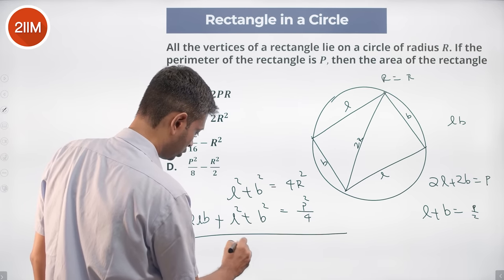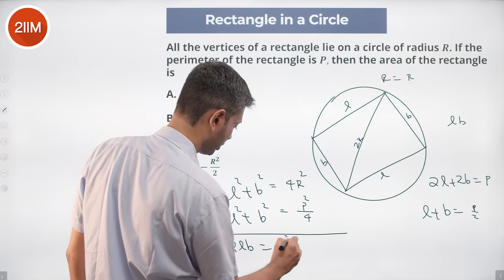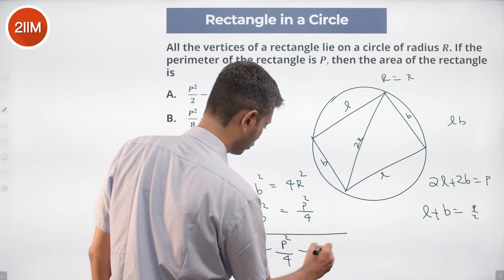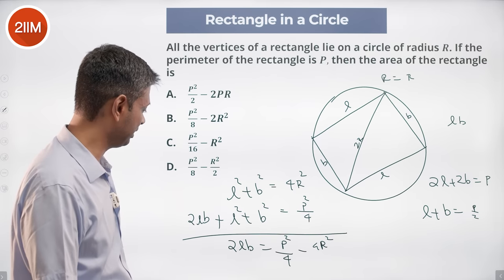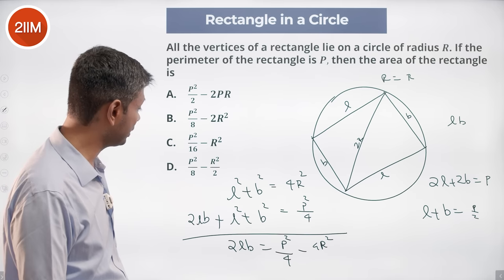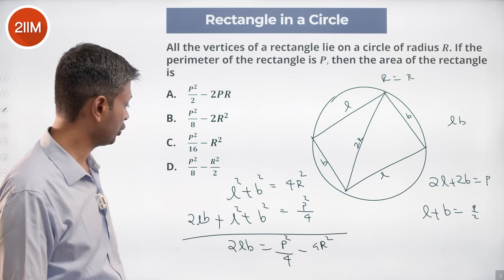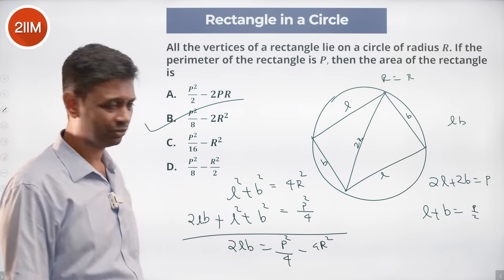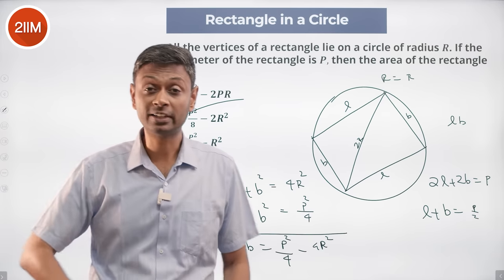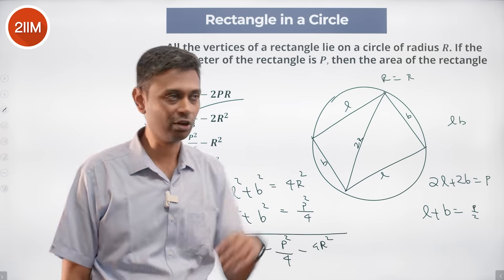Subtract this from this, 2LB equals P square by 4 minus 4R square. Then area of the rectangle is LB, divided by 2, which should be P square by 8 minus 2R square. Divide this by 2, half of this, P square by 8 minus 2R square. Nice juicy question, should just be knocking it off.